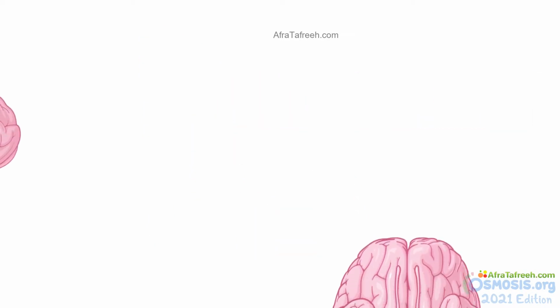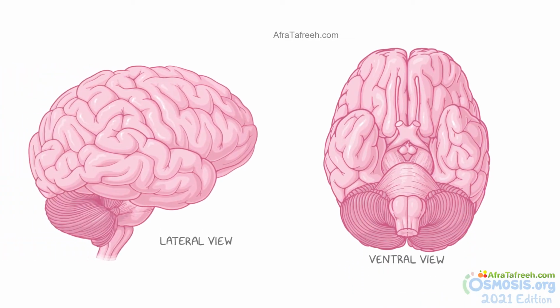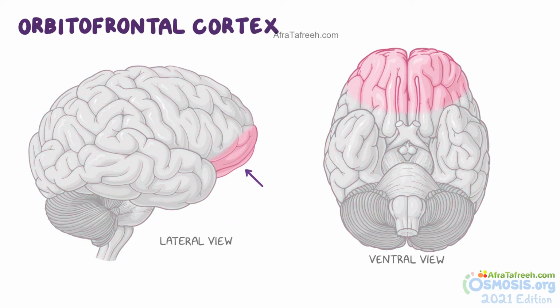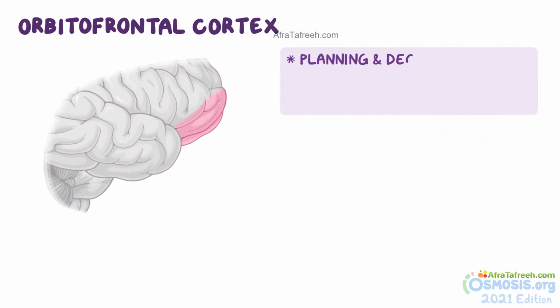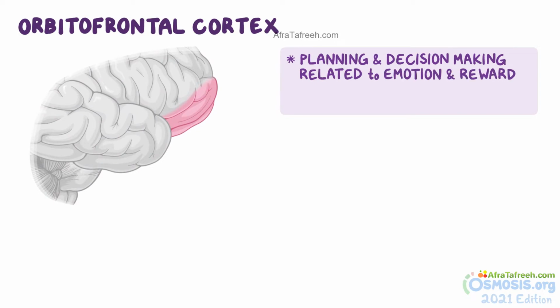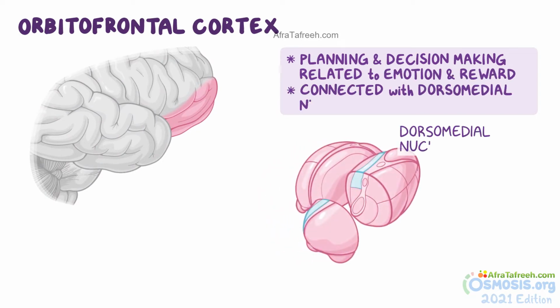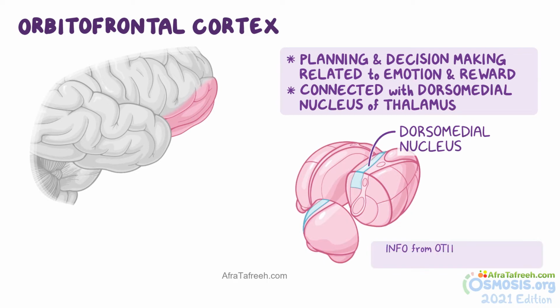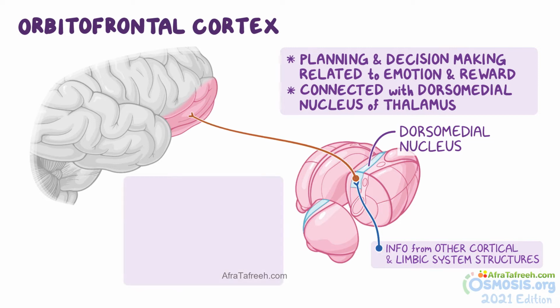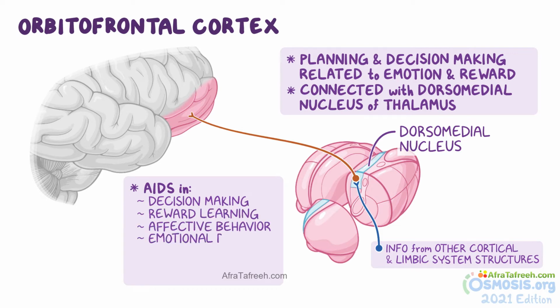Okay. Now that we saw the primary structures that make up the limbic system, let's go through just a few more structures that are connected to and work together with it. First, there's the orbitofrontal cortex of the frontal lobe, which is involved in planning and decision-making in relation to emotion and reward. It's connected with the dorsomedial nucleus of the thalamus, which gathers information from other cortical and limbic system structures like the hypothalamus and amygdala. It relays this information to the orbitofrontal cortex to aid in decision-making, reward learning, affective behavior, emotional reactions, subjective feeling states, and personality.